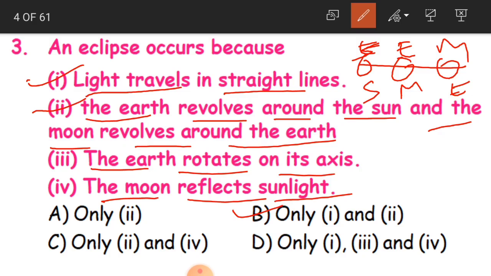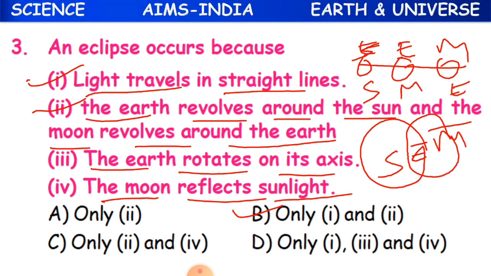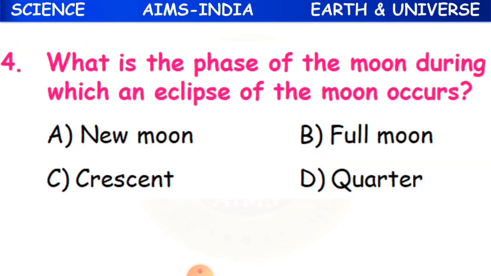And how is this light traveling in a straight line? Because of the revolutions of the earth and also the moon. The earth is revolving around the sun and the moon is revolving around the earth. Because of these two, an eclipse is going to occur. It may be a solar eclipse or it may be a lunar eclipse.